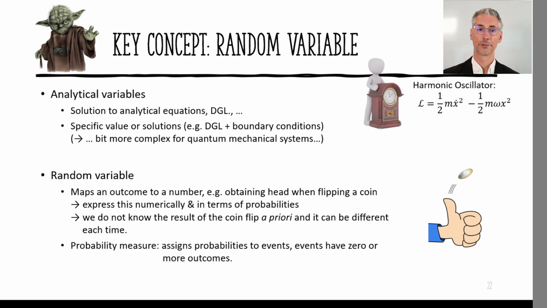This is quite different to what we mean by an analytical variable. For example, the analytical variable is a solution to analytical equations, differential equations, and so on, a specific value, a solution. For example, differential equations plus boundary conditions, and so on. The random variable, however, maps an outcome to a number, for example, obtaining head when flipping a coin. So we want to express this numerically and in terms of probabilities, and we don't know the result of the coin flip a priori, and it can be different each time. So we want to assign a probability measure that assigns probabilities to events, and events have 0 or more outcomes.